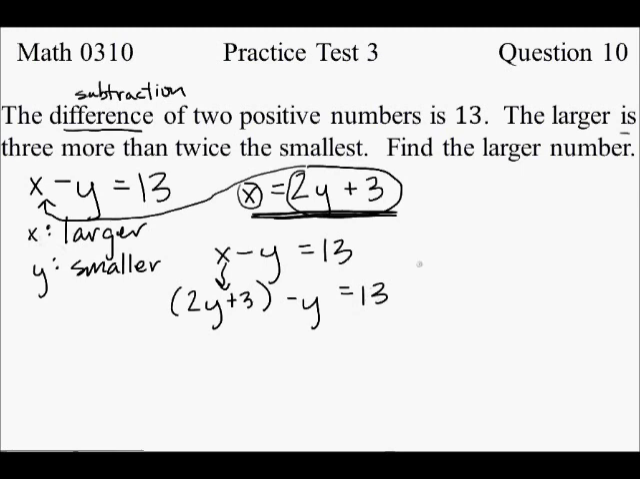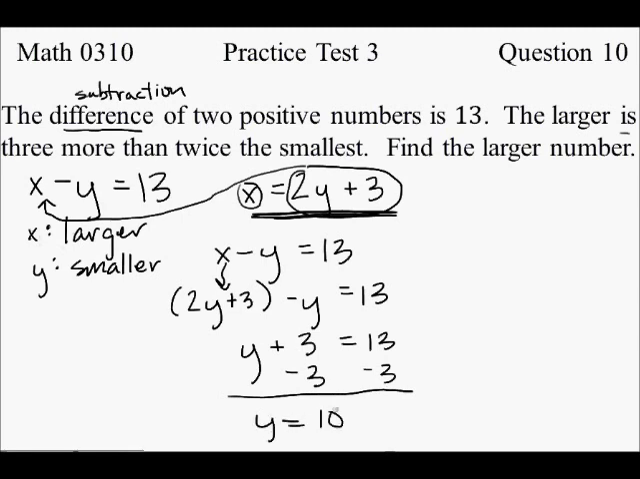Alright, now let's simplify our left side. 2y minus y is just going to give us y. And we have a plus 3 still, equals 13. And we can probably see it already, but let's subtract 3 from both sides. And that gives us that y equals 10.